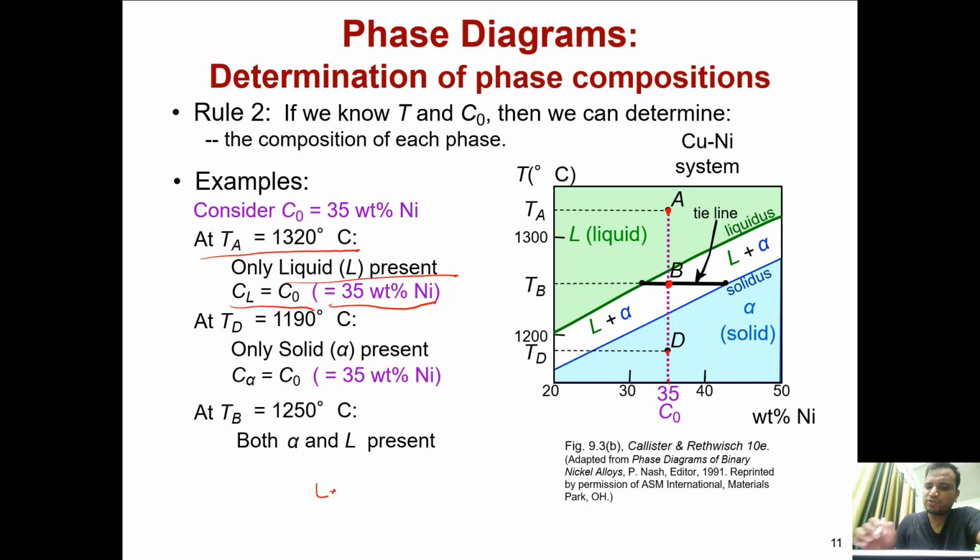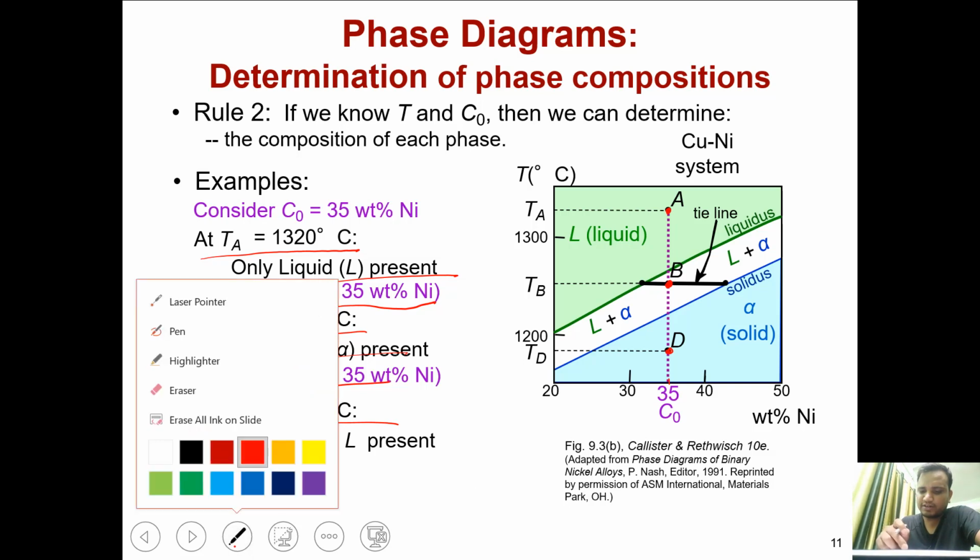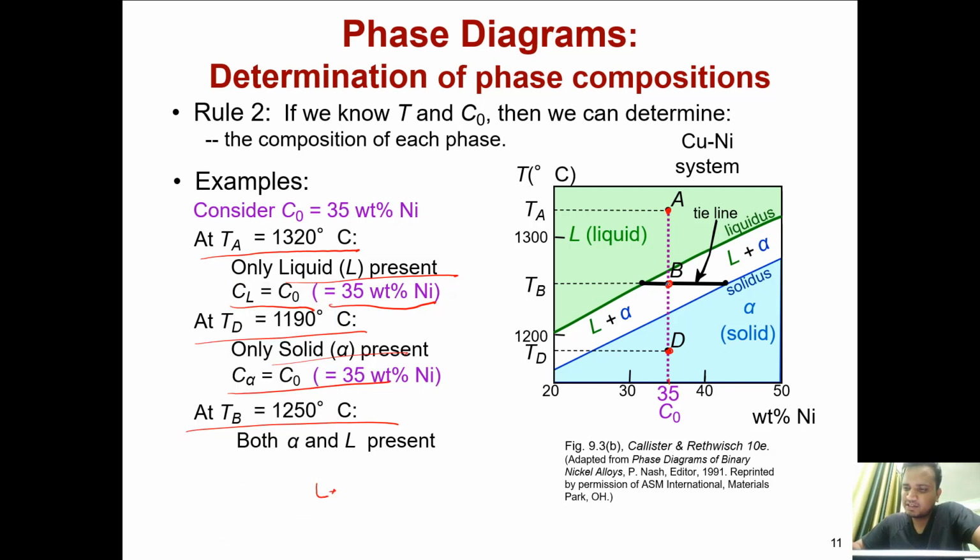So C_L equal to C naught, that is 35 weight percent. Now at point D, this is single phase, solid. So this will be C alpha equal to C naught, that is 35 weight percent. At 1250, this is point B. Now this is the critical one. This is the composition of the alloy, but this alloy contains both liquid and alpha. So it will be difficult to say what is the composition of the liquid and alpha which is present.